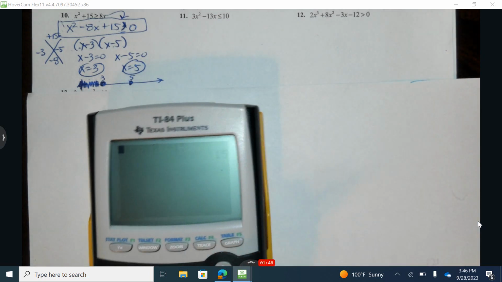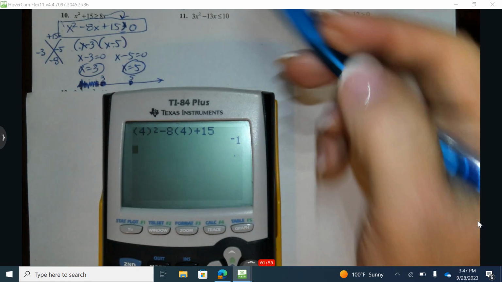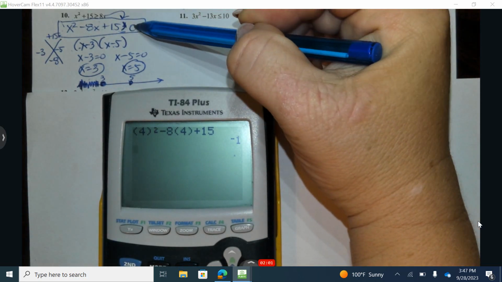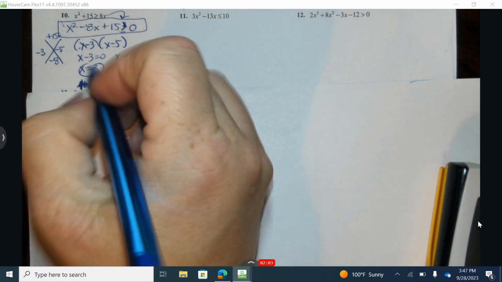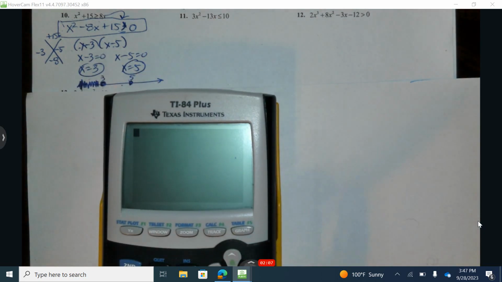Now I'm going to plug in a number in between, like 4. So I'm going with 4 squared minus 8 times 4 plus 15. I get an answer of -1. Is -1 greater than or equal to 0? No, -1 is not greater than 0. I leave that blank. I choose any number to the right of 5, like 6.